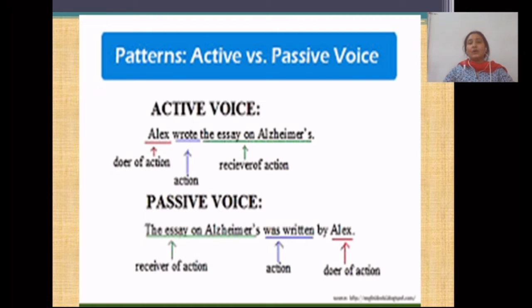And who is the receiver of the action? The essay on Alzheimer's. Now, if we talk about the passive voice, we are interested in knowing who has received the action. Our focus is on the receiver of the action. That is, the essay on Alzheimer's was written by whom? By Alex. So here the receiver is important and not the doer. In the active voice, the doer is important and not the receiver.